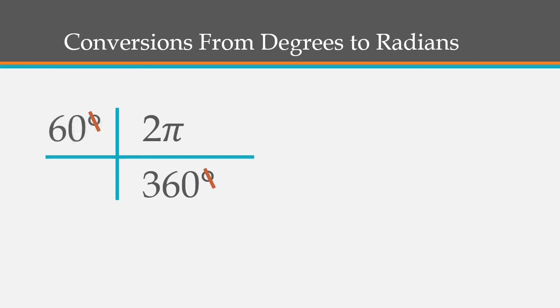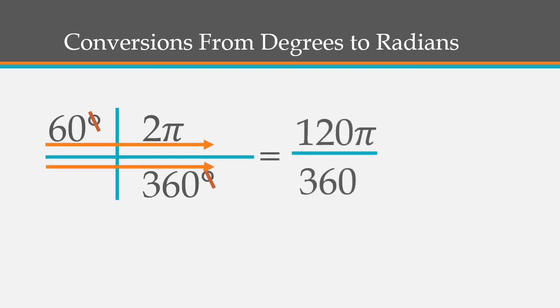Let's do this example with 60 degrees, for example. If I had 60 degrees there, all I would have to do is multiply straight across. And I end up with 120 pi over 360. Now if I reduce this fraction, 120 over 360, 120 goes into 120 one time and goes into 360 3 times. So that gives me 1/3 pi, or you could just say pi over 3. Now let's take a look at this the other way around.